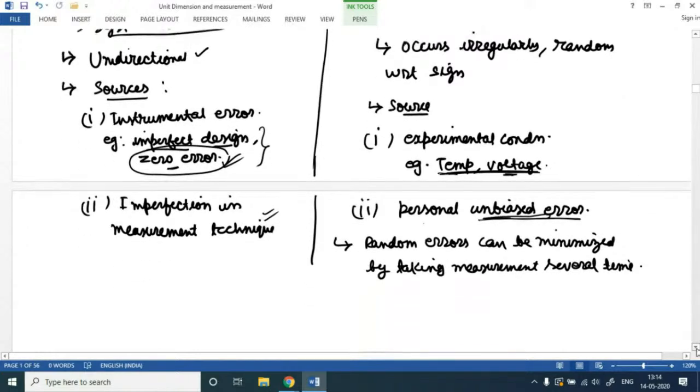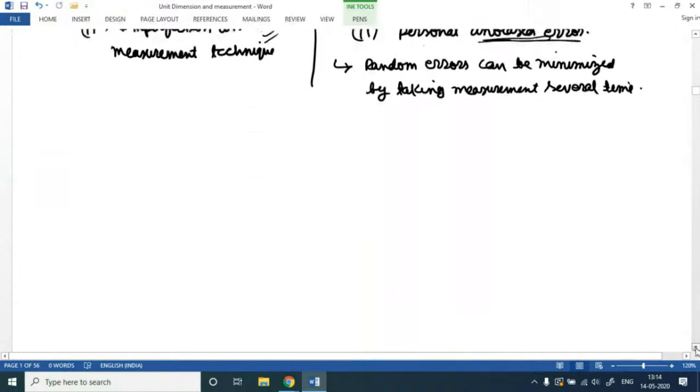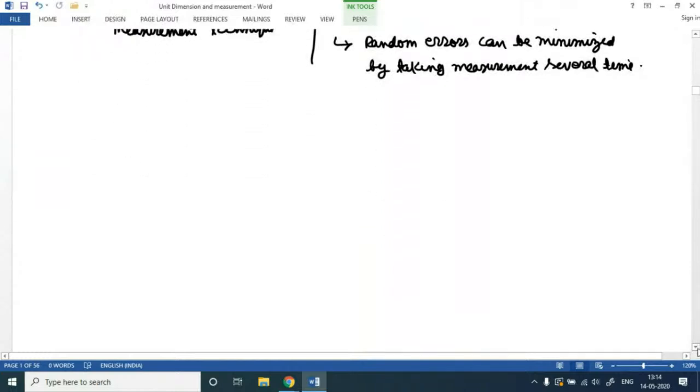And now let's understand a few important terms related to measurement. One thing you need to understand is least count. This term I have used already several times. So basically, the least count of a measuring instrument is nothing but the minimum possible value.